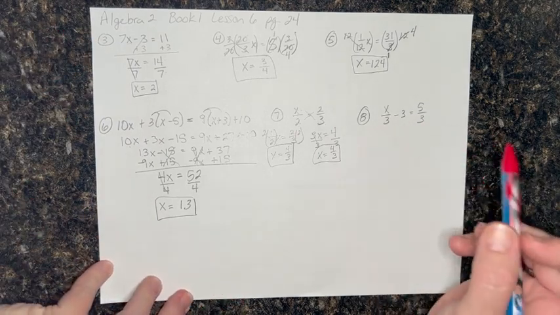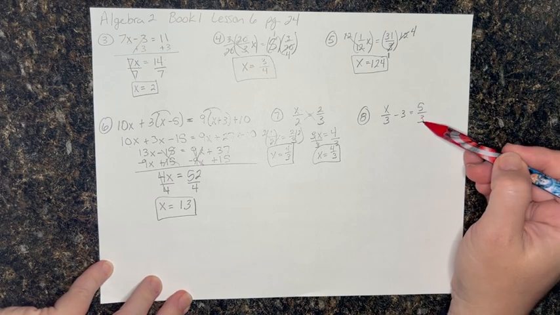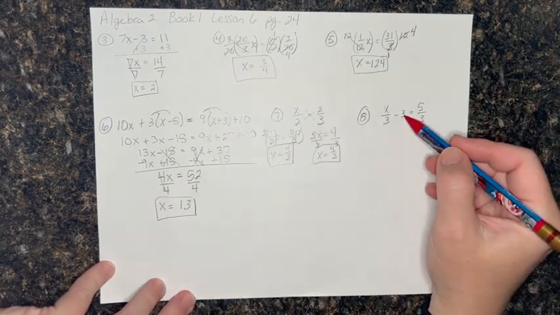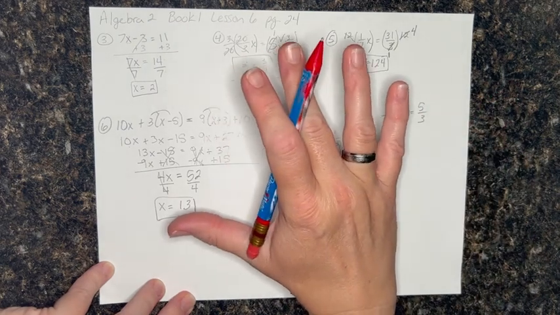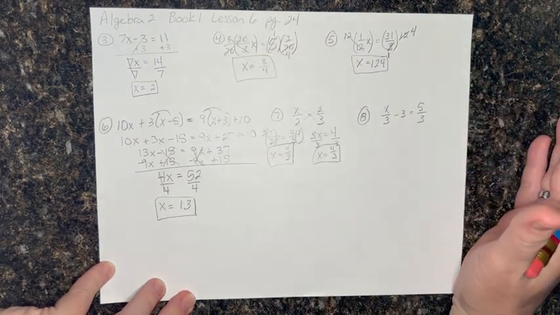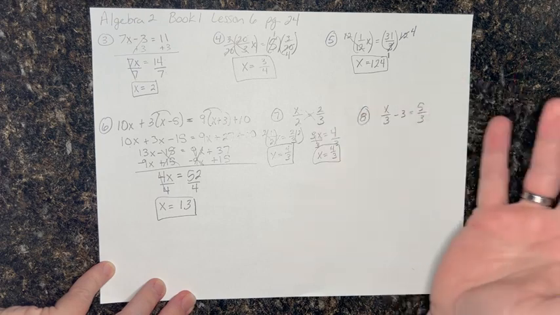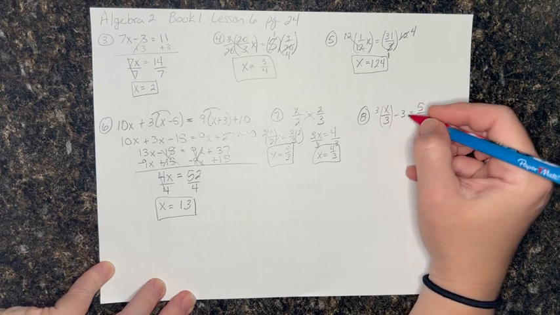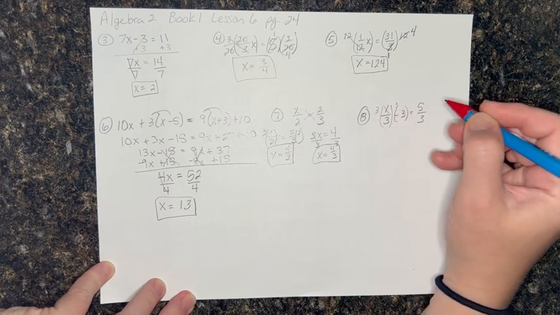All right, number 8. x over 3 minus 3 equals 5 over 3. First things first, because we have a whole number here and a fraction here, what we're going to do is get rid of the fractions altogether. They have the same denominator, so all we're going to do is multiply each term by that 3. Now remember, this negative belongs to this 3, so we want to keep them together.